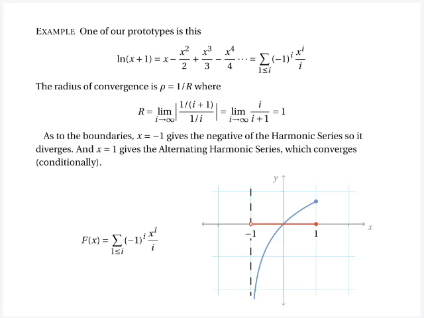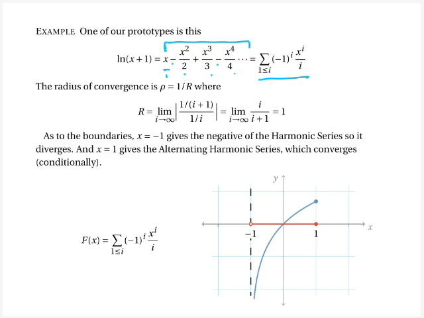Next up, one of our prototypes is ln of x plus 1. And in the prototype table, we have it equal to this expression here. Do you see that the denominators are x over 1, 2, 3, 4, and it changes sign. So we're used to both of those cases. We're used to there being denominators, and we're used to changing sign until we get this expression here.